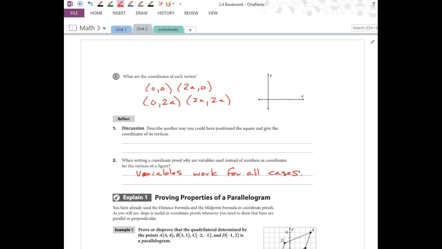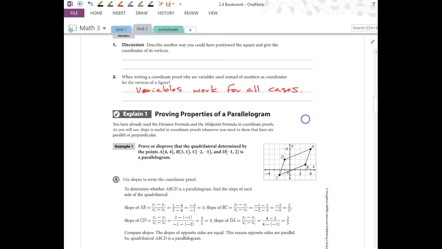We are going to do an example of proving that we have a quadrilateral, specifically a parallelogram. It says to use slopes. We're using slope to decide if lines are parallel. What do we know about those slopes? They're the same. So all we're trying to do is figure out if they have the same slopes.